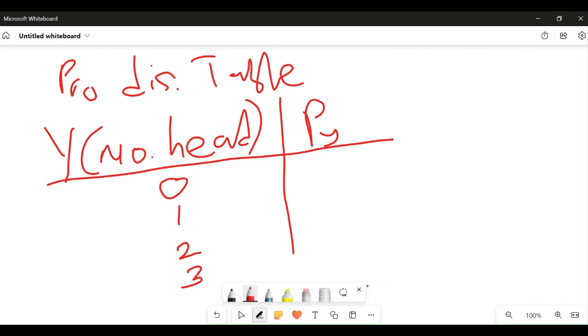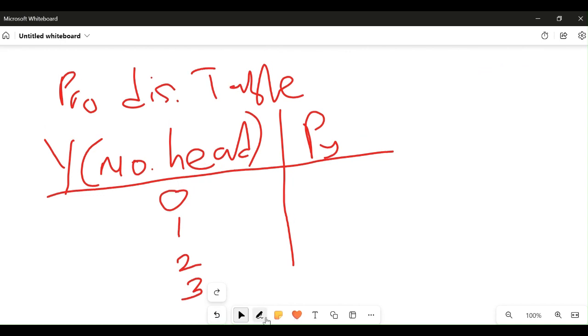The only outcome from our random experiment where we have zero head is where we have all tails. That's the only outcome with zero head, and the total possible outcomes is 8, and this is just one. So the probability of having zero head will be 1/8.